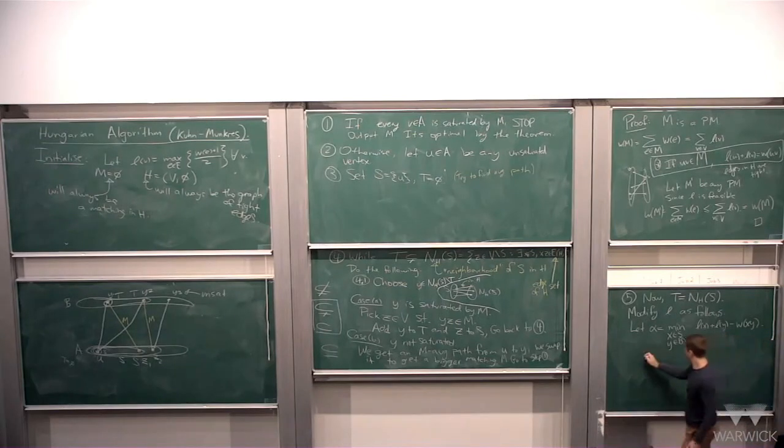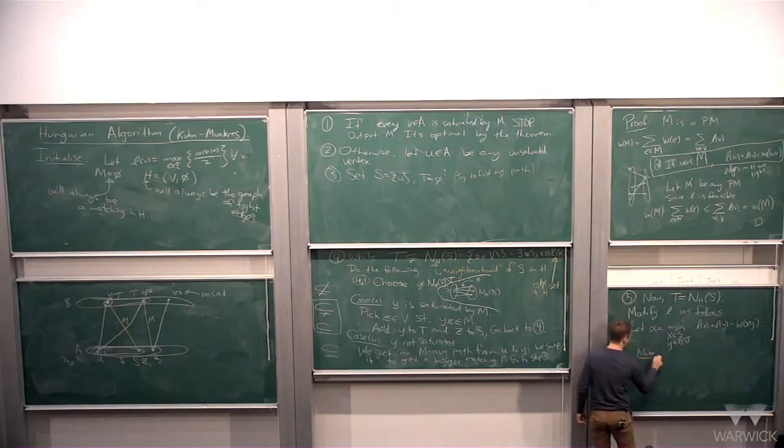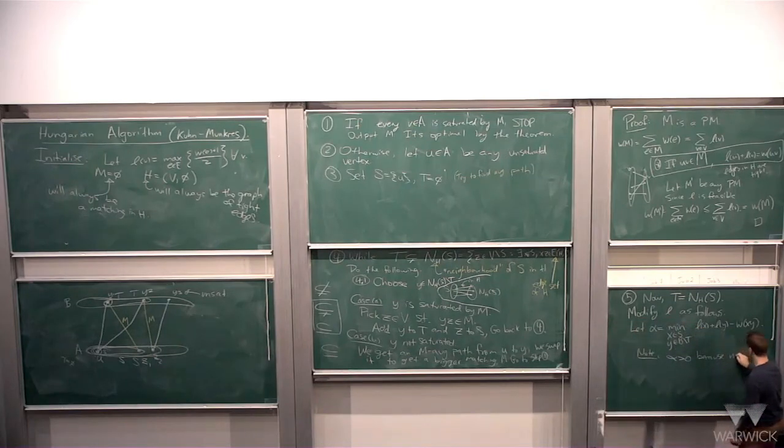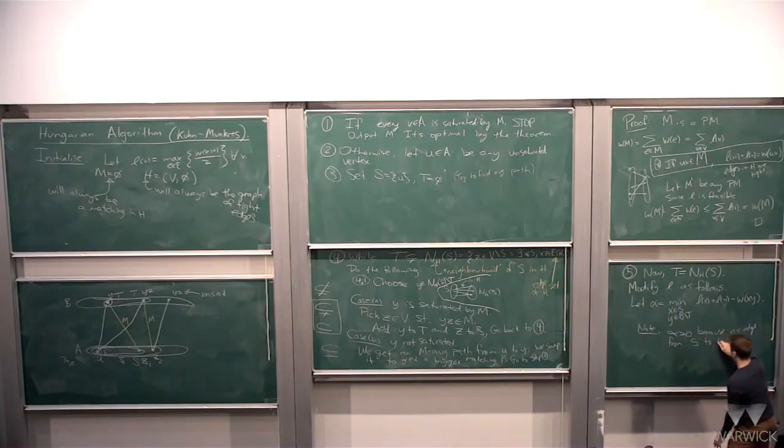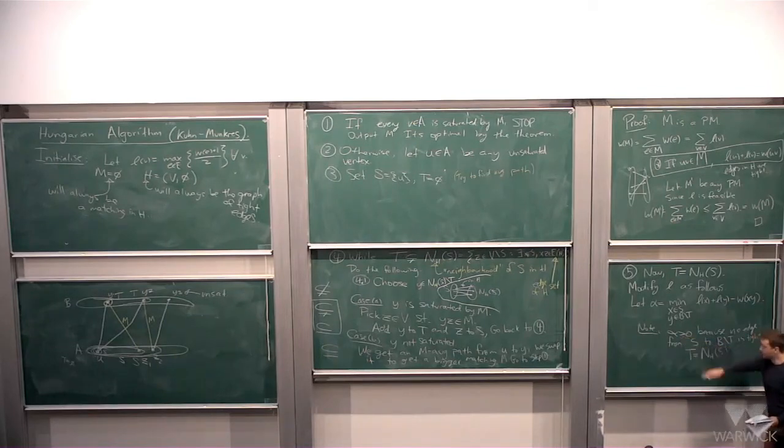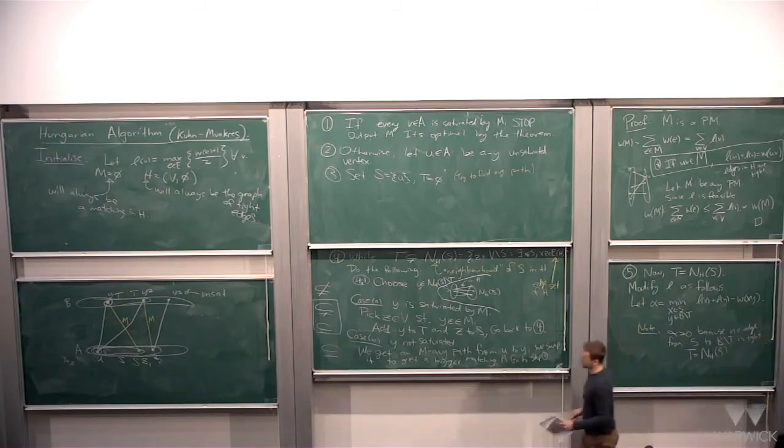And note that alpha is positive because no edge from S to B minus T is tight. This is because T is literally the neighborhood of S, and H is the graph consisting of the tight edges. So none of those edges are tight, and that means that alpha has to be positive. You can't have any of these things being equal.